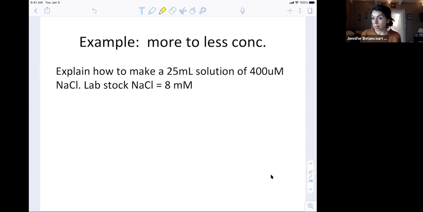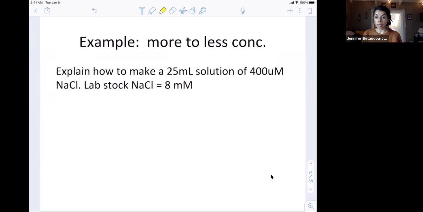The next one is another example the same way. You have a very concentrated solution. You need to make a less concentrated solution. Explain how to make 25 mL of 400 micromolar NaCl. The lab stock is at 8 millimolar. Not only show your work, but write 1 to 3 steps of how to do this physically in a lab.